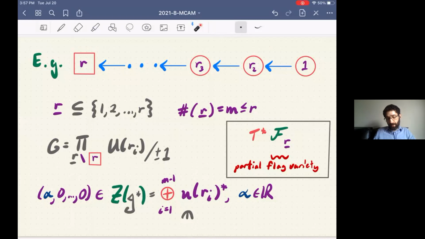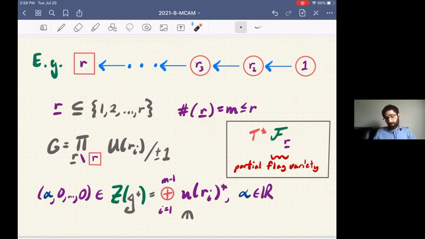So what that means is that I'm going to allow myself the freedom to not use every GL group, or every unitary group rather, corresponding to every node to act. So I'm going to omit certain groups from acting. The circle and box notation is typically what's used in the representation theory and physics literature. The circle groups are allowed to act, the box ones aren't. The box ones are the so-called framing nodes.